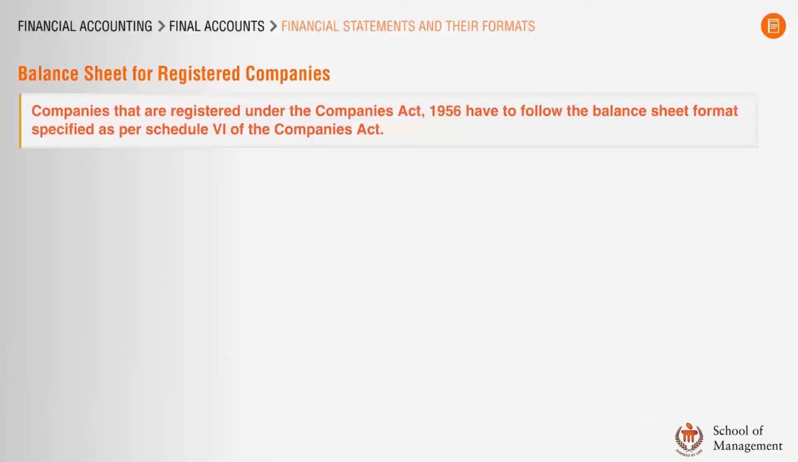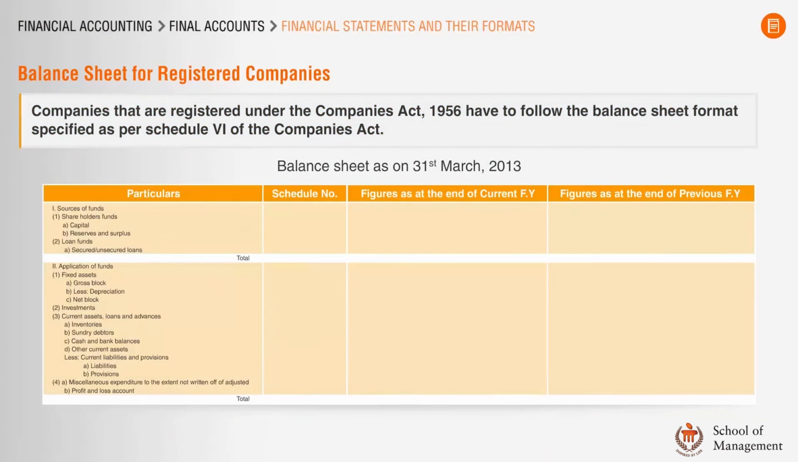Now, companies that are registered as per the Companies Act 1956 have to follow the balance sheet format specified as per Schedule 6 of the Companies Act. The format that companies normally follow can be seen on your screen. The information disclosed in the balance sheet is not very different from the earlier format that you saw. The only difference is in the format of the financial statement and the sequence recommended by the Companies Act.